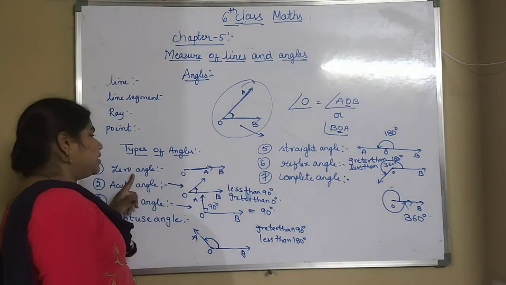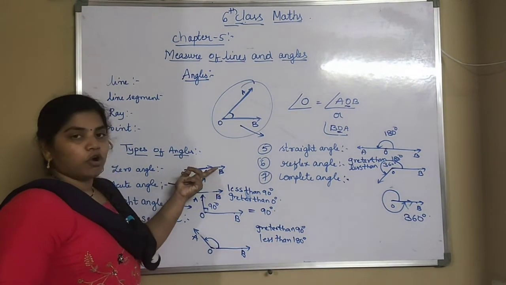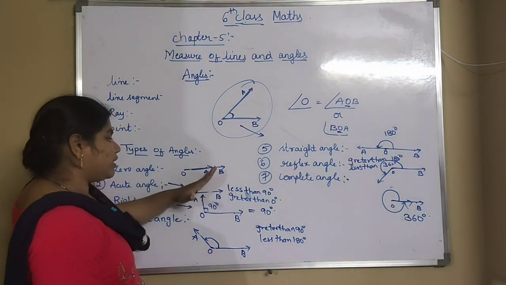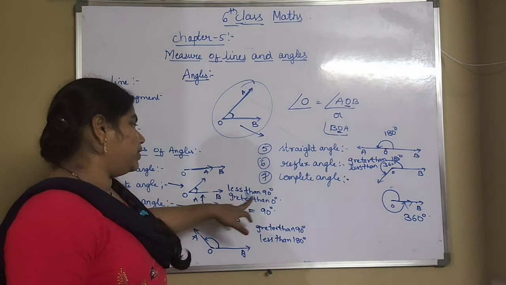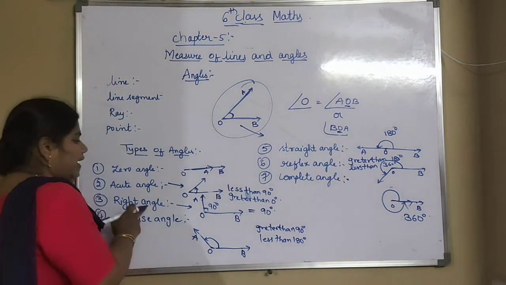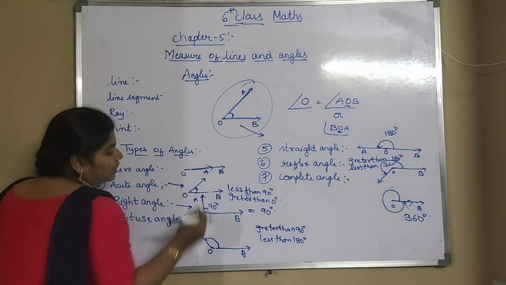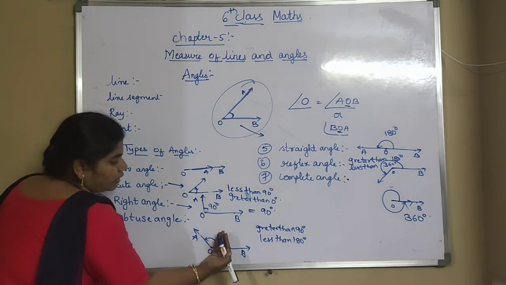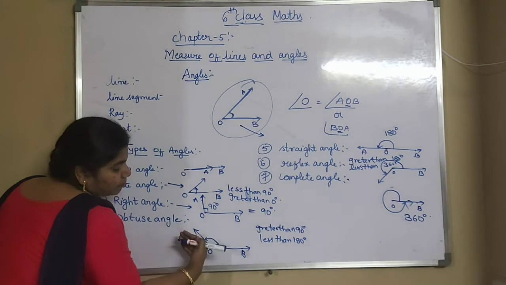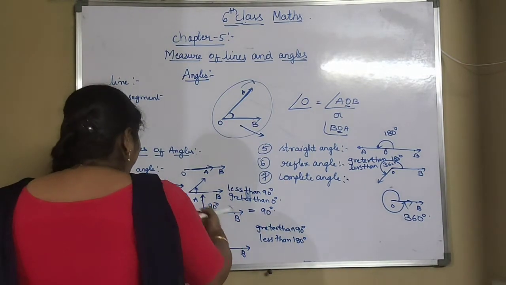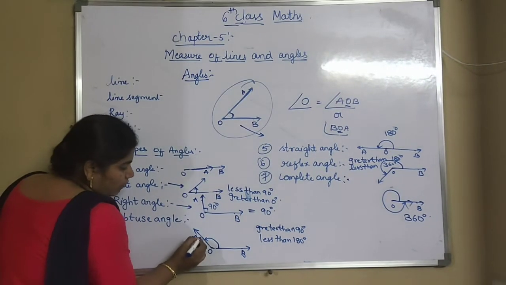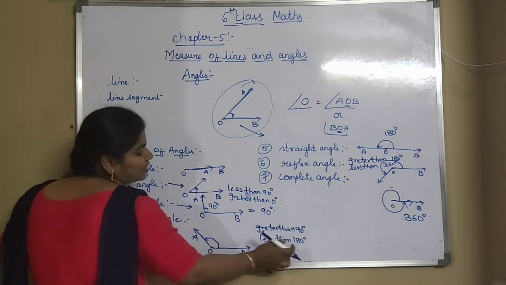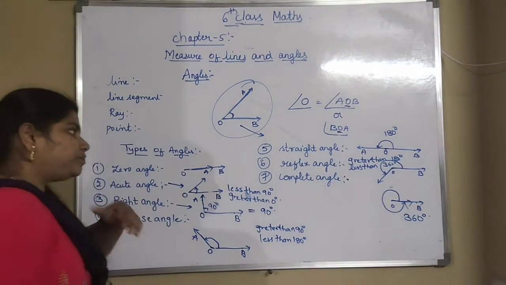Zero angle means the two rays are not moving at all. Acute angle means it has slanted upward, that is less than 90 and greater than 0 degrees. Right angle means it became straight like this, so that is 90 degrees. Obtuse angle means it has turned to this side, to the left side, so that is the obtuse angle. So an obtuse angle will be greater than 90 and less than 180 degrees.